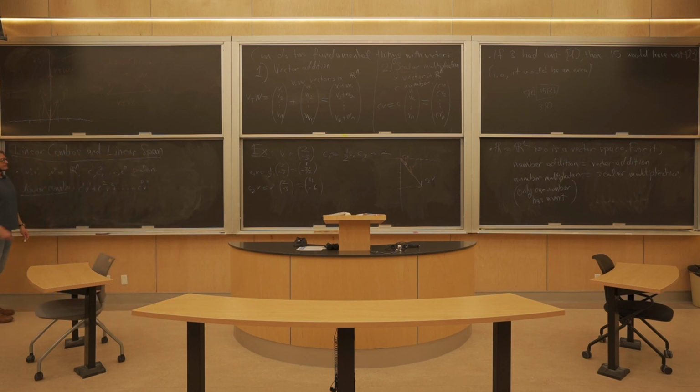Okay? So that's a linear combination. By definition, it's a linear combination of V1 to Vp. That's the first definition. And the second definition is that all those vectors that you can write as a linear combination of the pre-given vectors is called a linear span.